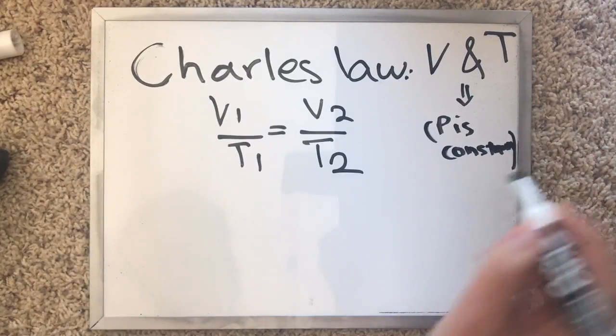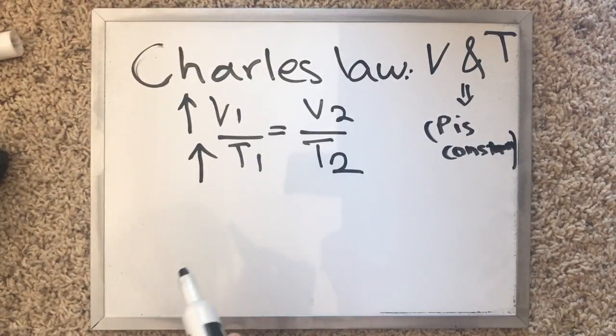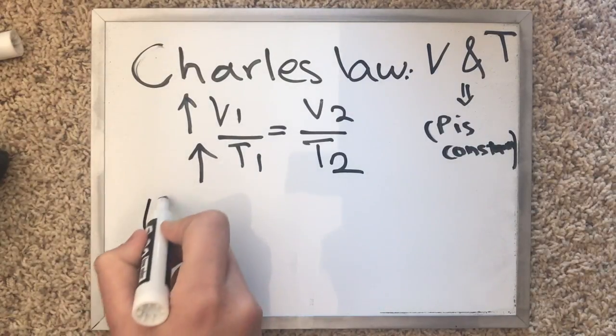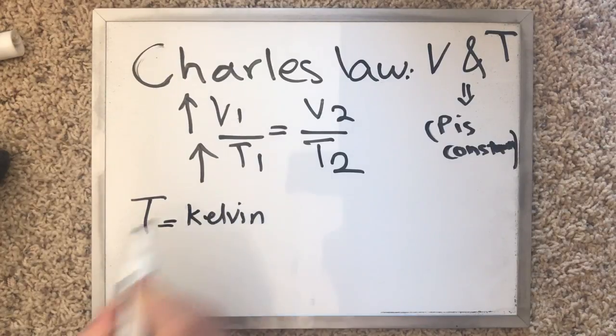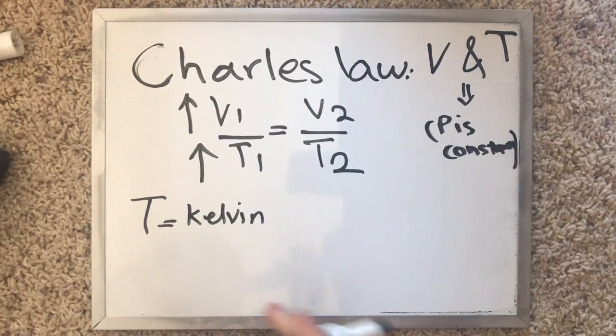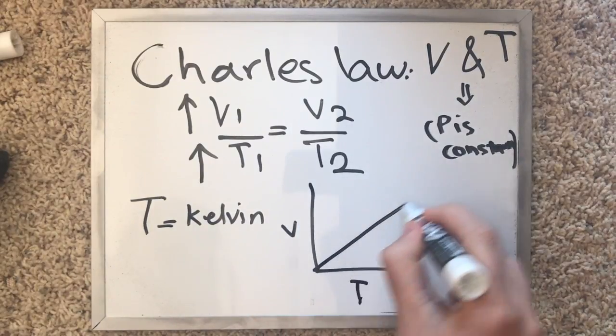So if pressure is constant, then as we increase the temperature, the volume is going to increase. And the temperature always has to be in Kelvin, because otherwise we can have zero or negative numbers. If we have to draw the graph for it, it's going to be like this.